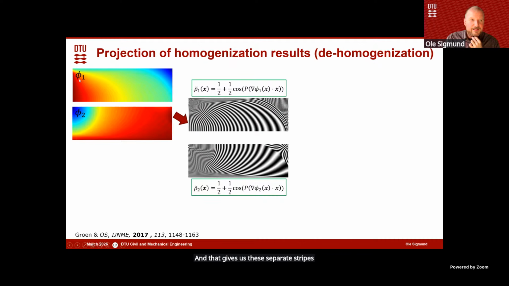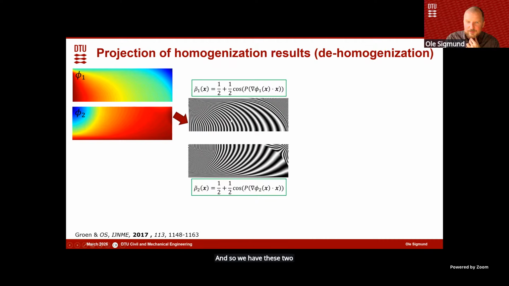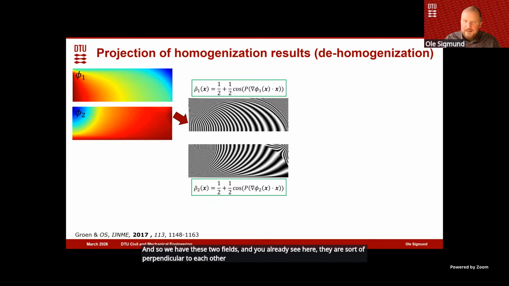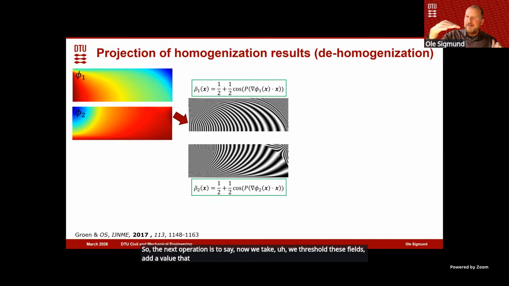You can already see it here. You have the contours here, and when you take the cosine to that, you get stripes according to this periodicity. And so we have these 2 fields, and you already see here they are perpendicular to each other. They are still missing the information of the layer thicknesses. So the next operation is to threshold these fields at a value that makes them correspond to the layer thicknesses.